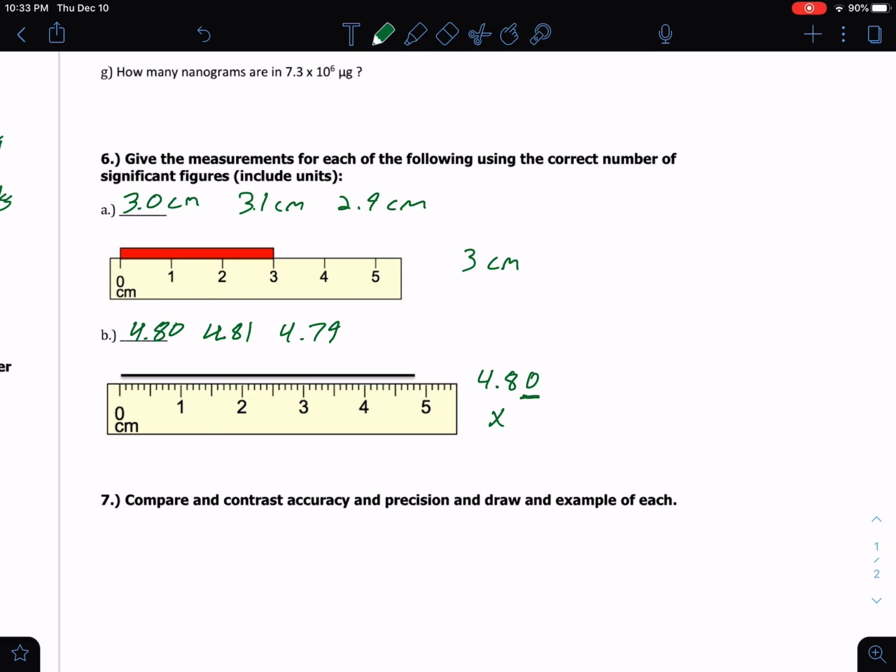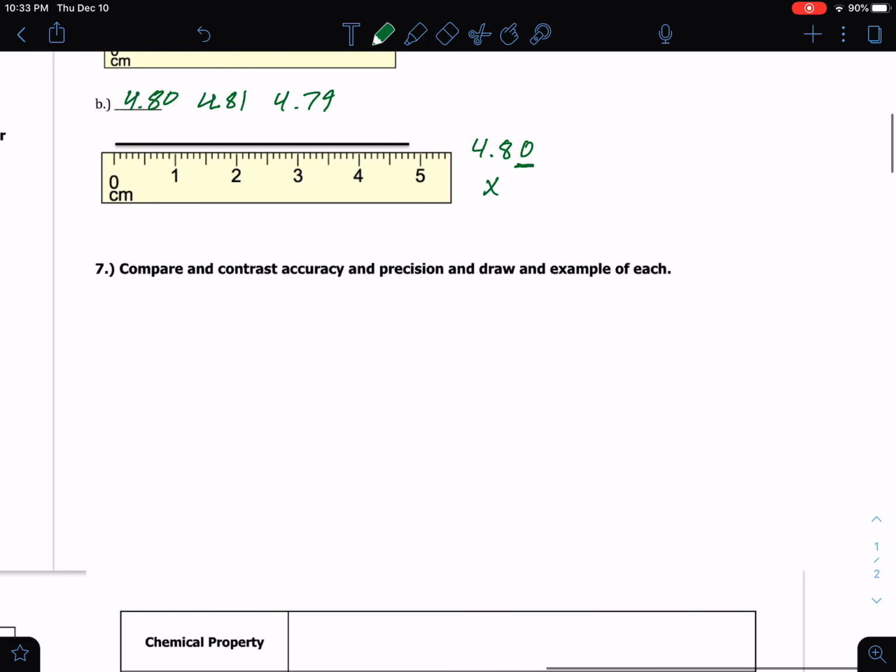Okay, so we're going to move on to the next one. We're going to compare and contrast accuracy and precision. Accuracy is simply how close you are to the target. And the keys are going to be a little more in depth. I'm just going over these in general, going over the main points that you need to know. So accuracy is just how close you are to the target. If you hit the bullseye, you are considered accurate.